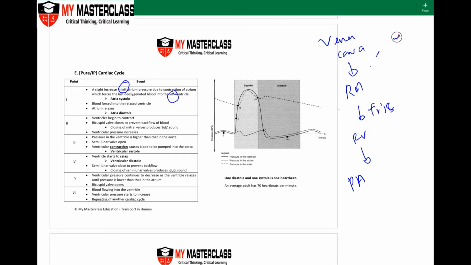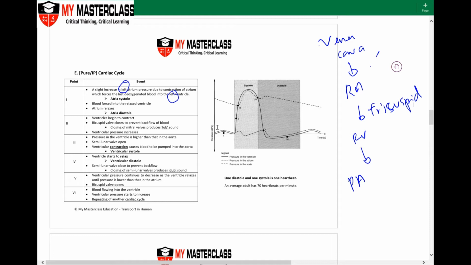At each junction, from your right atrium to your right ventricle, it is separated by the tricuspid valve. When blood enters the right atrium, there will be an increase in pressure. If you follow my cursor, you will see that there is an increase in pressure at the dotted line of the atrium here. With the increase in pressure, the tricuspid valve opens, so blood will enter the right ventricle.